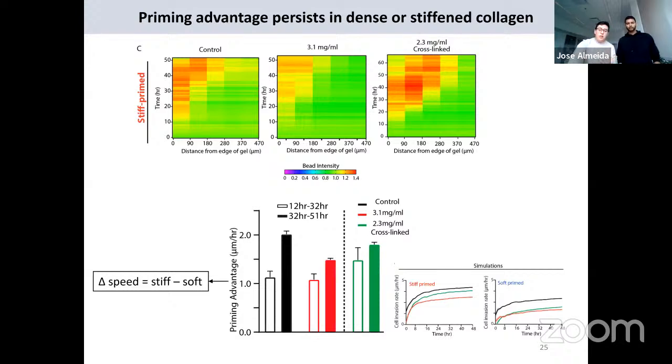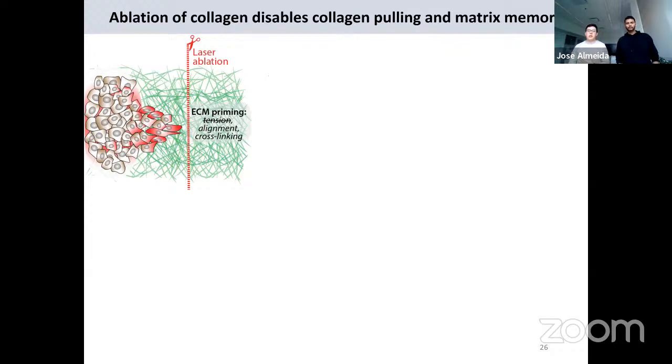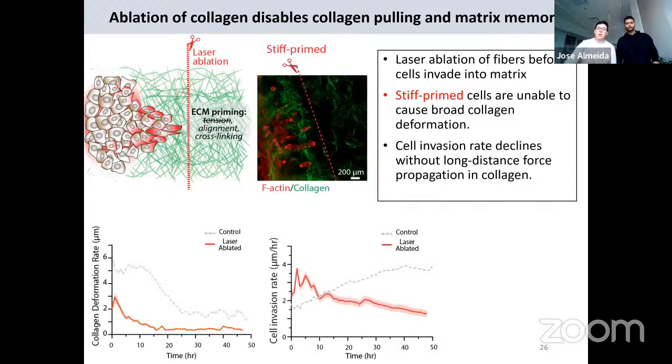Like Jay mentioned, we wanted to look at the tension propagation, the force propagation that was happening. So in order to do that experimentally, we used laser ablation, where we cut the fibers before the cells invaded. The stiff prime cells were unable to make this broad movement that you saw from the videos from before. And their invasion decreased over time, meaning that the invasion rate declines because of the lack of this long distance force propagation from the collagen.